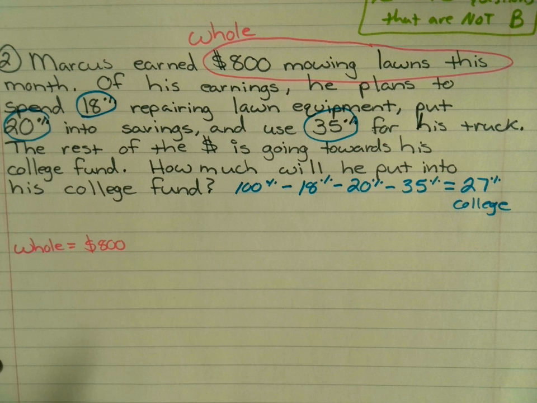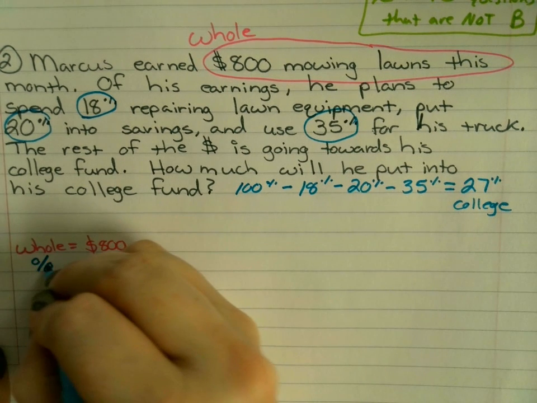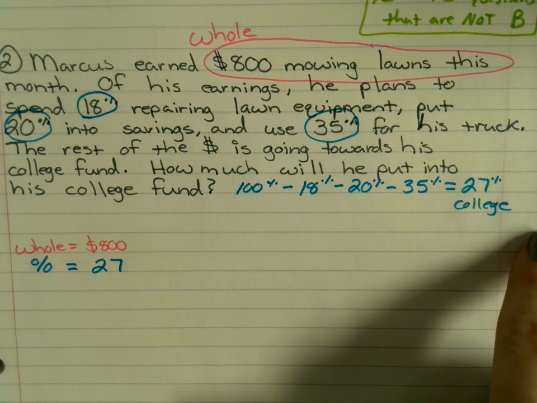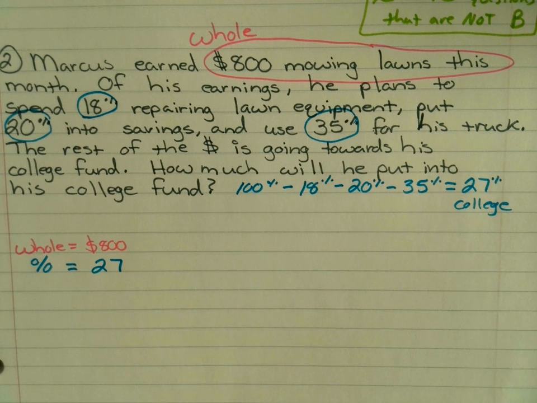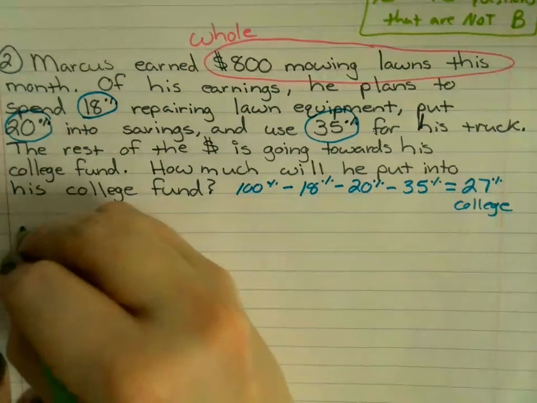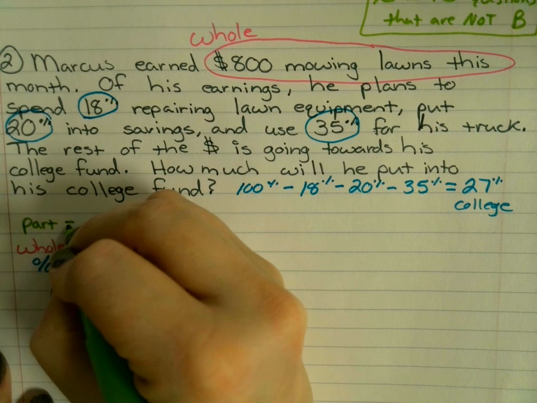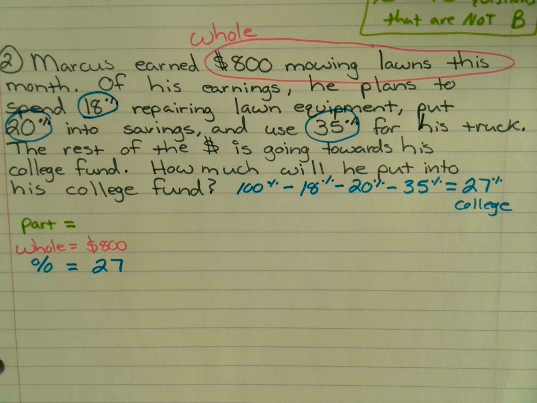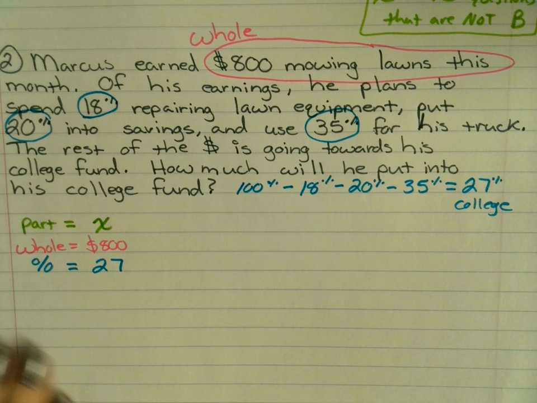So then right down here, I'm going to go ahead and put down the percentage that I'm going to use, which is 27%. Now, I don't want to know what percentage. I want to know how much money he is actually going to invest into his college fund. That's the part. He's only putting a portion of his money away for college. He's not putting everything away because you can't physically do that. You have to pay off your necessities first before you can start saving for other things. So the part is what's missing. How much money is going into the college fund? That's the part of his total income.